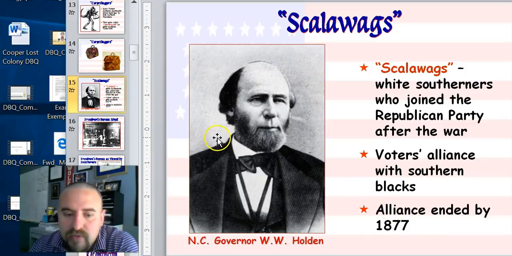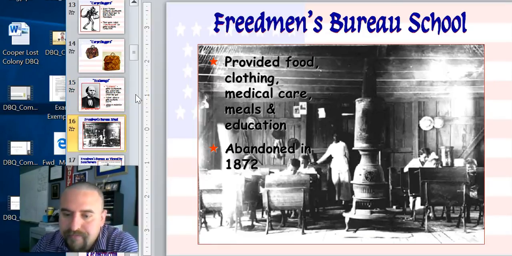This alliance between Southern farmers and the Republican Party is going to end in 1877, which is also the end of Reconstruction. One of the things put in place early on in this Reconstruction is the Freedmen's Bureau, basically giving, we would kind of call this welfare today, providing food, clothing, medical care, and education to newly freed men, emancipated African Americans in the South.